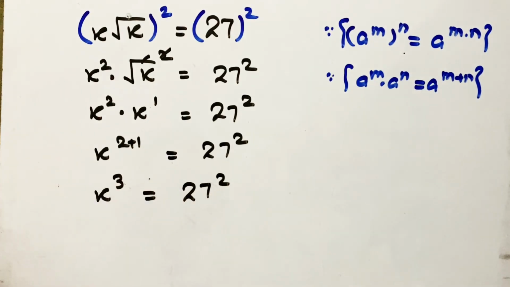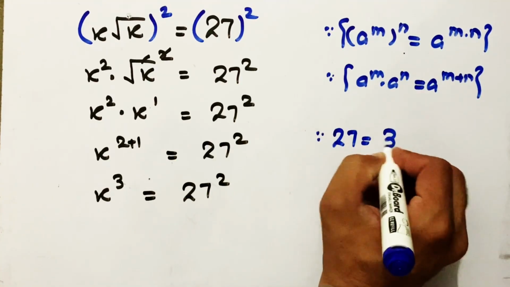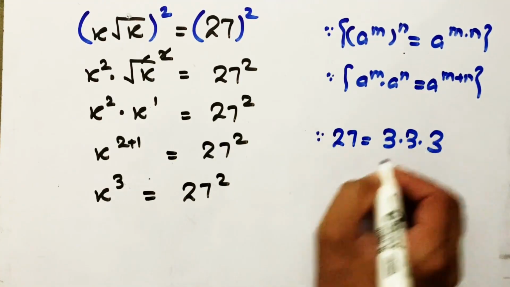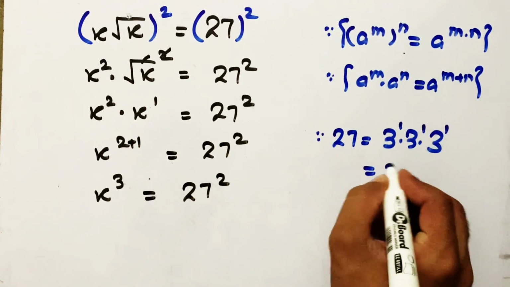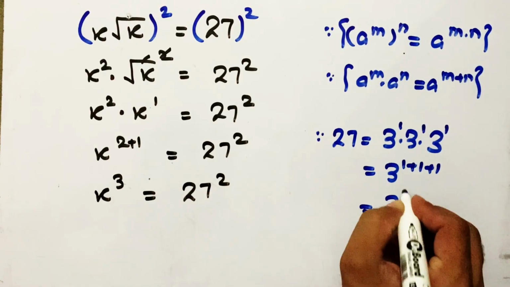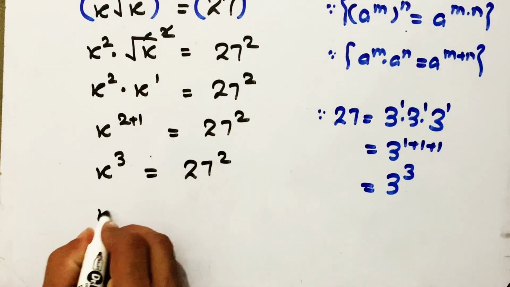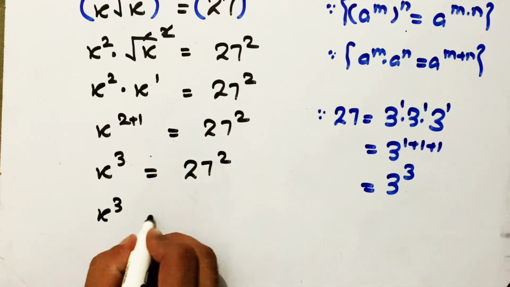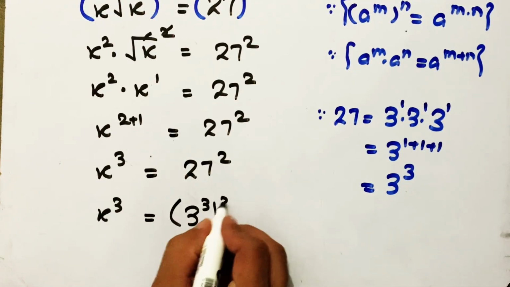If I write 27, that equals 3 into 3 into 3. So this means the power 1 plus 1 plus 1 is 3, that equals 3 to the power of 3 here. So I write here x cubed equals 3 to the power of 3, whole squared.